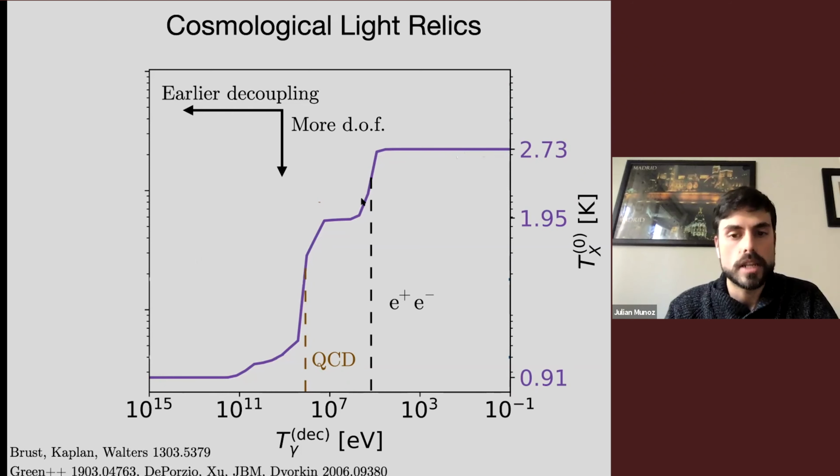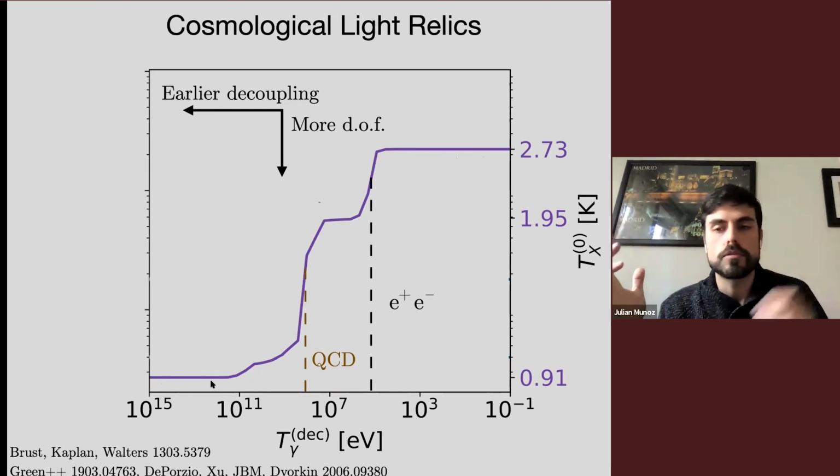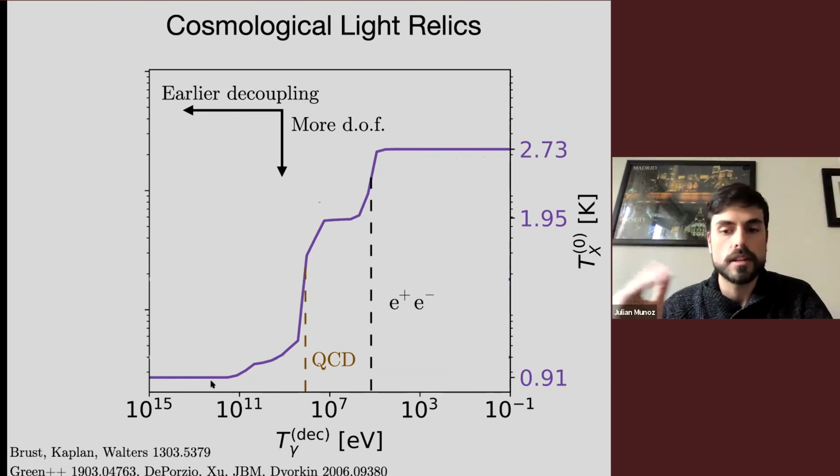Before the e plus-minus annihilation, it's about 1.95 Kelvin. And then when the QCD phase transition happened, there's another big drop in the number of degrees of freedom. So the temperature goes lower and eventually reaches a plateau. This is for temperatures high enough for which we have counted all the degrees of freedom in the standard model. There could of course be more degrees of freedom, but as far as we can tell, this is as low as it gets.